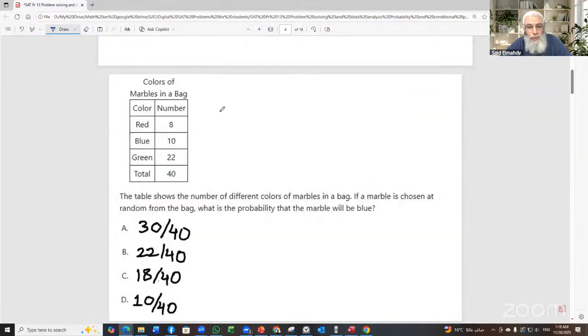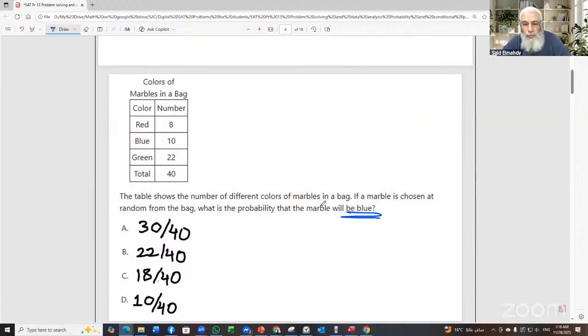This question says the table shows the number of different colors of marbles in a bag. If a marble is chosen at random from the bag, what is the probability that the marble will be blue? Blue. So we need the number of blue marbles divided by the total. The total is 40 and blue is 10, so it is 10 over 40, which is 1 over 4. This is here, 10 over 40, choice D.